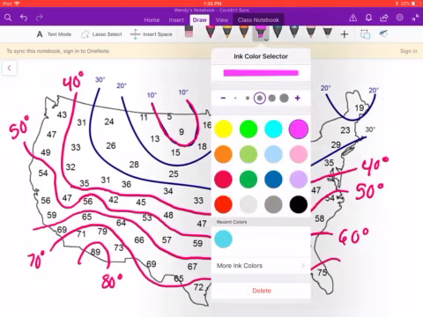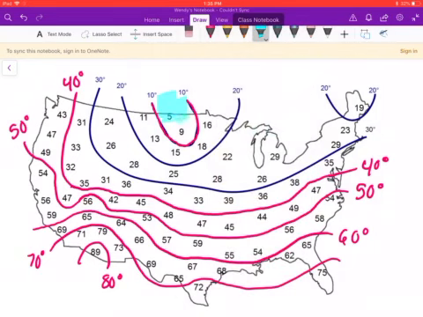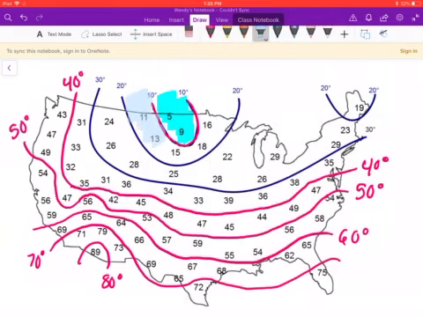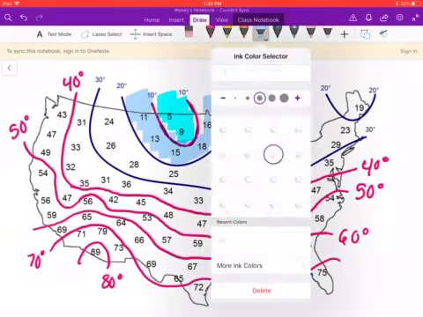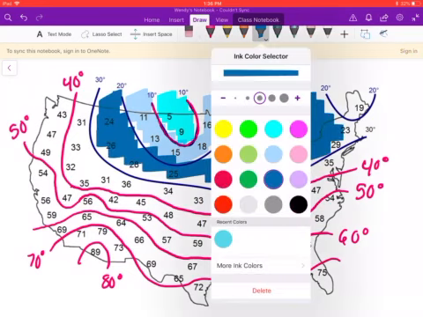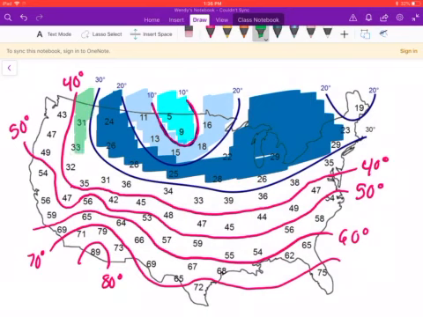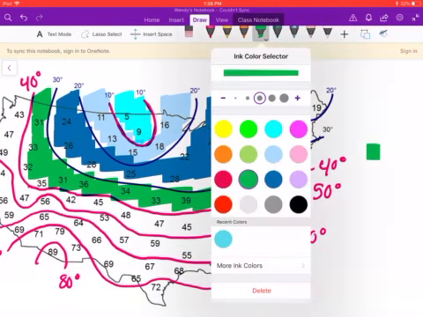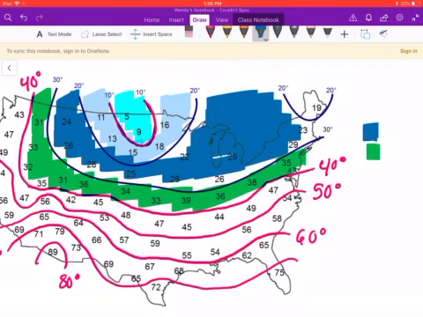And then a lot of times you will see the maps are color coded based on the temperature. So you can go back and color, and you can do a much neater job than me. But you get the idea. And then you can make a key for your temperatures.